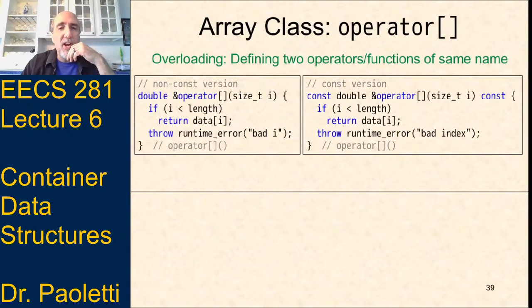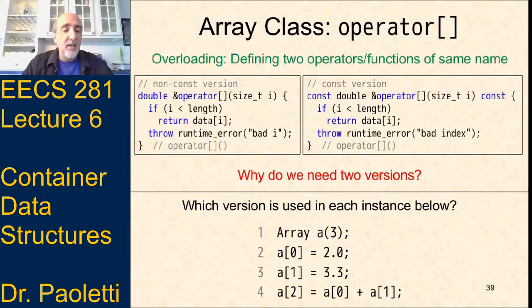So operator square brackets. So hey, I'm writing an array class. I want to write an operator square brackets. I want to be able to say things like array object A sub 0 equals 2, A sub 1 equals 3.3. So I wrote two versions here. One non-const allows things to be changed. One const version does not allow things to be changed.